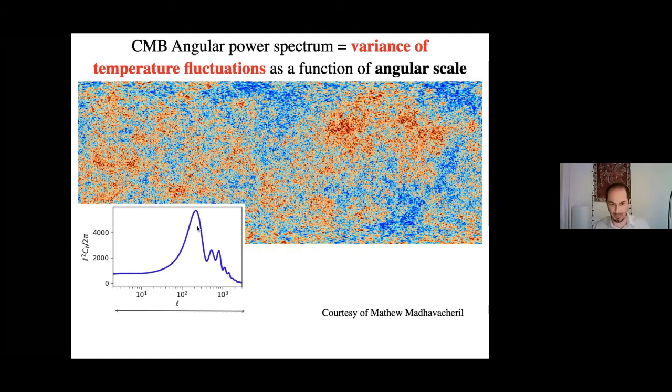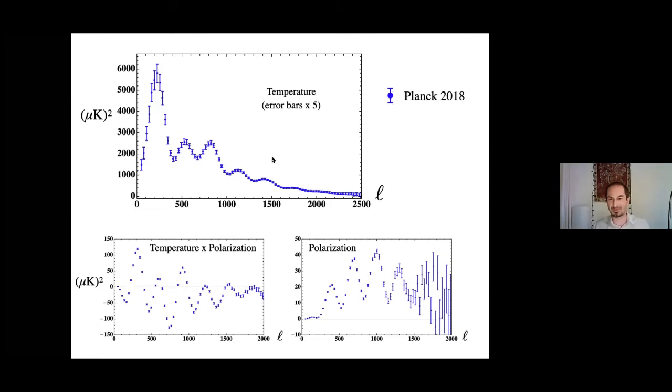And we're going to discuss why we have this suppression at small scales and why it's relevant for primordial black holes, why it's related to constraints of primordial black holes. So these are the measurements. These are the data points from Planck. Again, this is the temperature power spectrum.